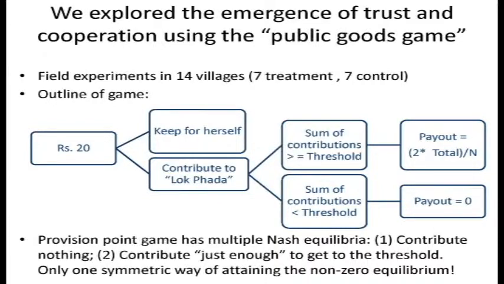The other thing to note is that given that we have this provision point, this threshold here, it also means that your incentive to give money into the common pool is going to depend on the extent to which you trust others to contribute to this common pool. And the more you trust others to pay to it, the more likely you are to pay to it as well, because at least then the money doesn't go completely to waste.